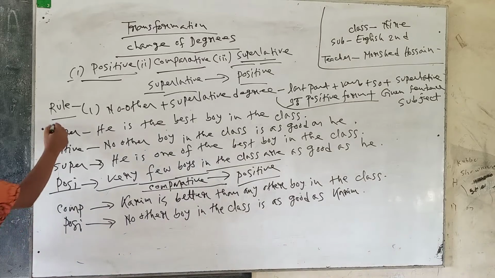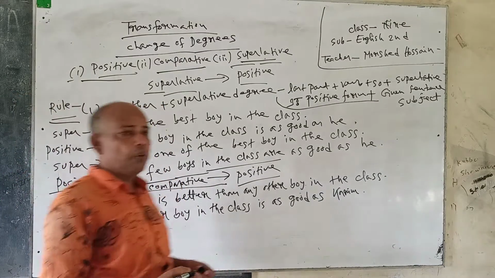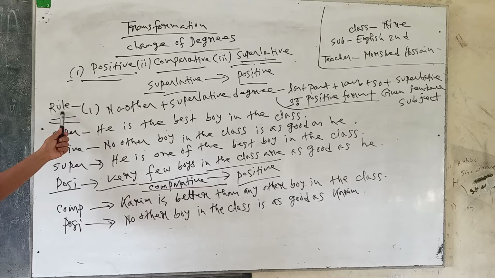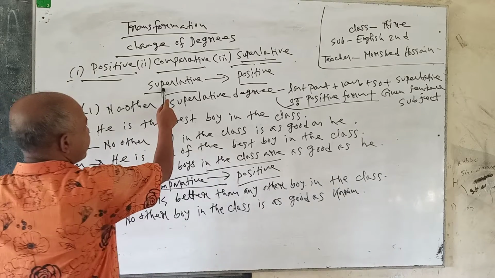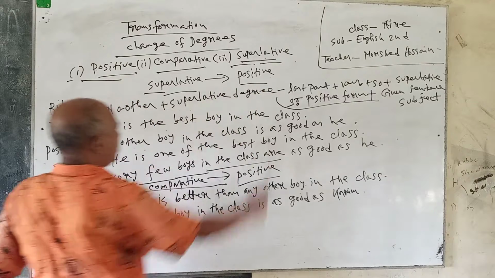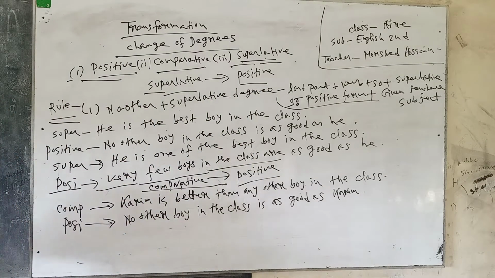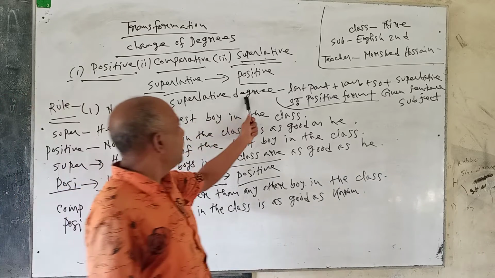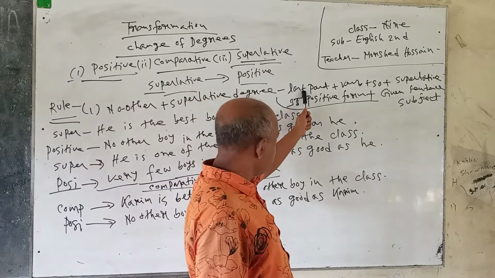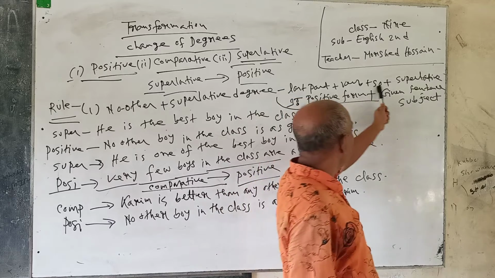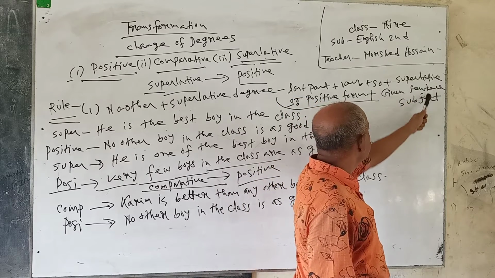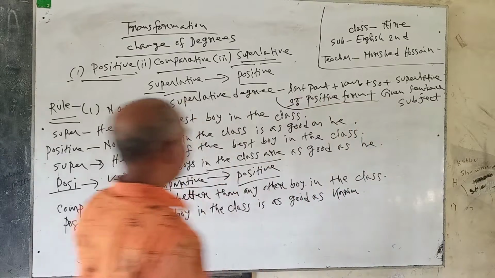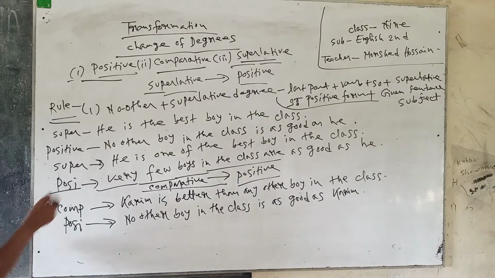We have to know now the rules of this criteria. Now we shall discuss the superlative form to positive form. Rule 1 is: no other, plus the superlative degree's last part, plus verb. Given a sentence, you can see this is the superlative form.